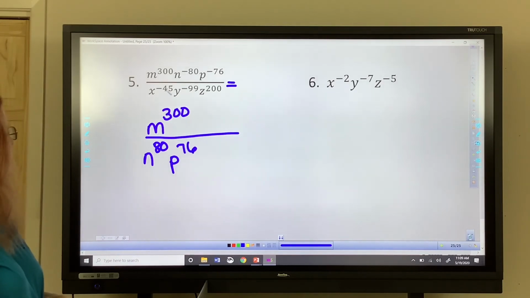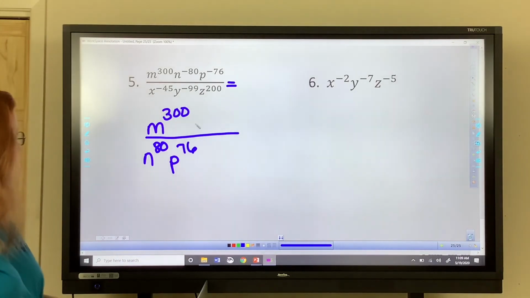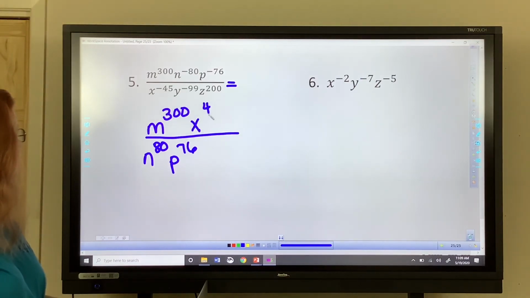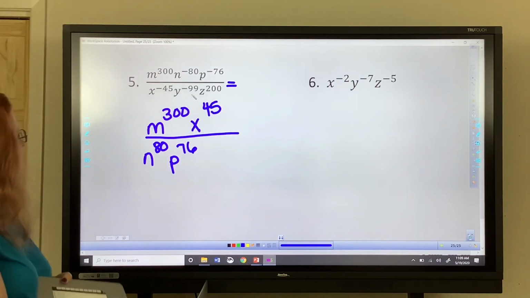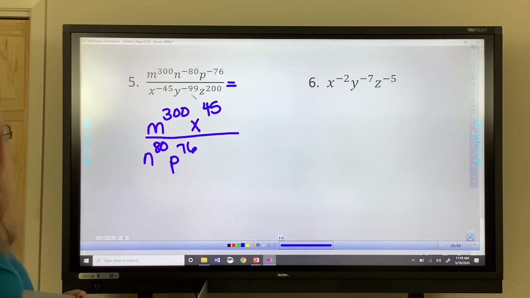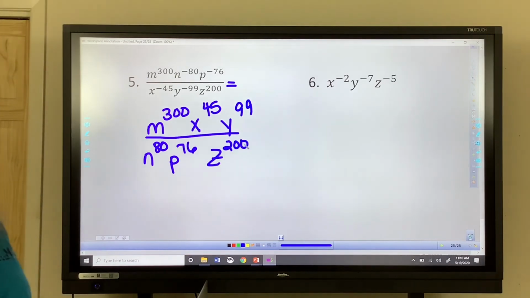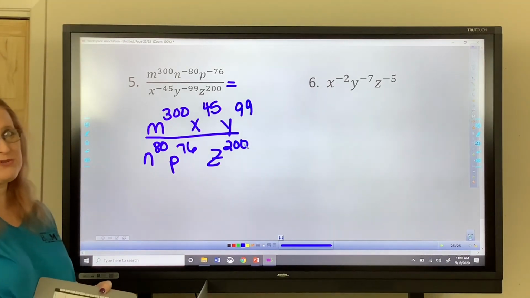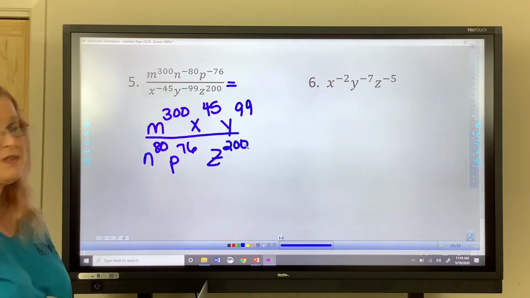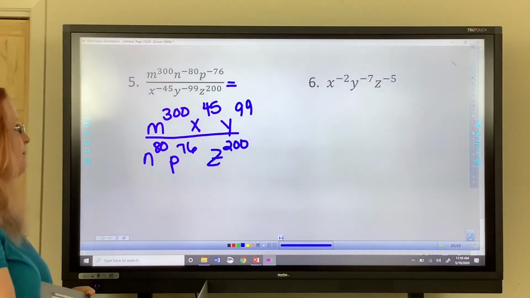X to the negative 45. Negative can't be, so it's got to move to the top and become positive. Y to the negative 99. Got to come up top and become positive. And Z to the 200th, it's positive already, so it stays on the bottom. And that's it. I like those kinds of problems. Those are pretty easy. You're just moving them from the top to the bottom or the bottom to the top.